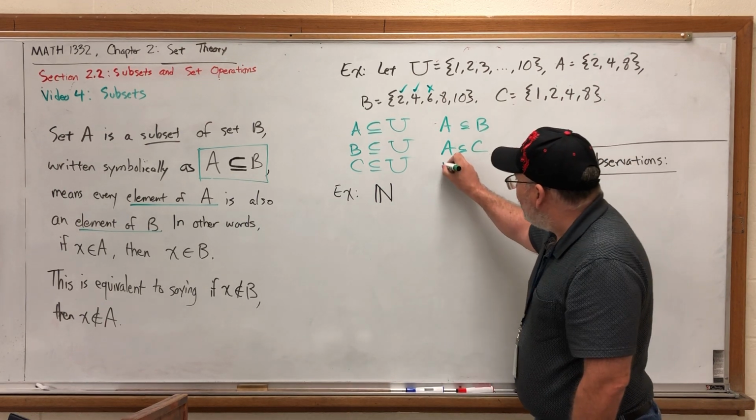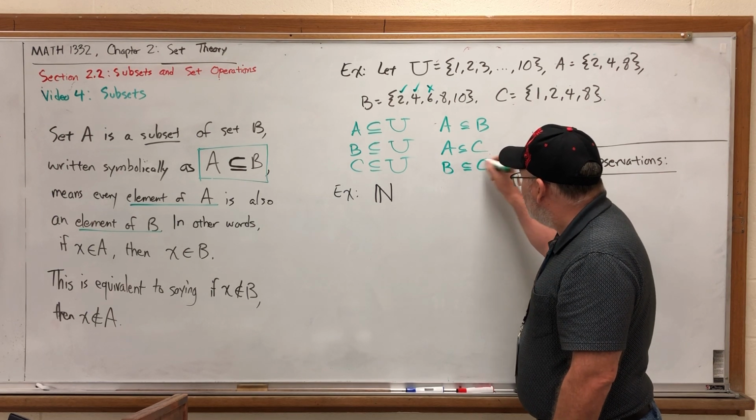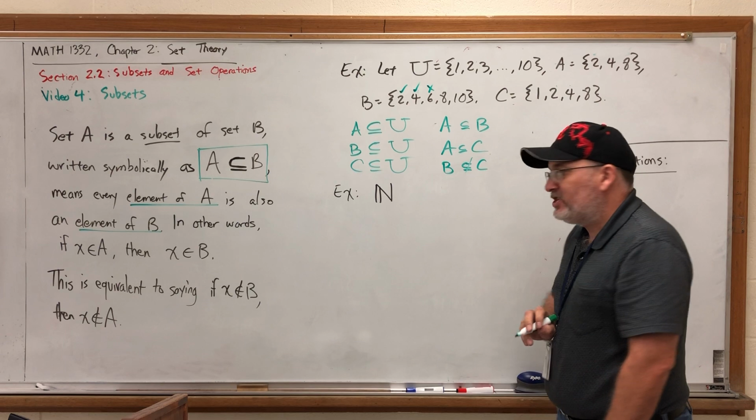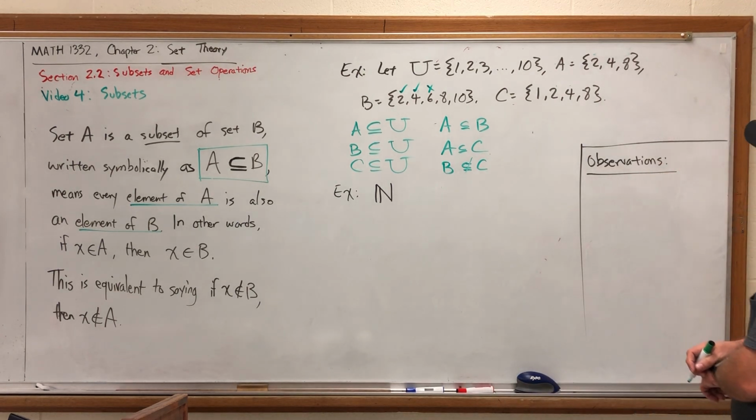Now, how do we say that B is not a subset of C? It's not that hard to imagine. You take the subset symbol and draw a slash through it. B is not a subset of C. Are there any other subset relationships that I've missed? A is inside of B, A is inside of C, everybody's inside of U. C is not inside of A, C is not inside of B, B is not inside of A.